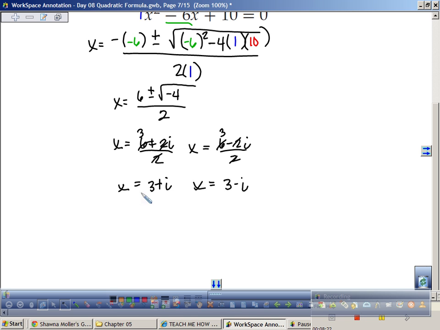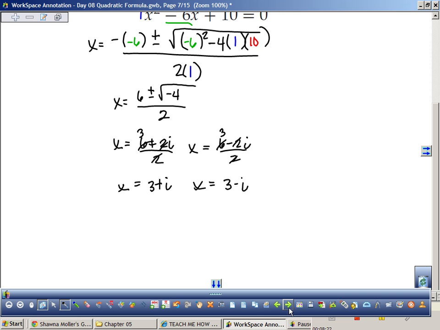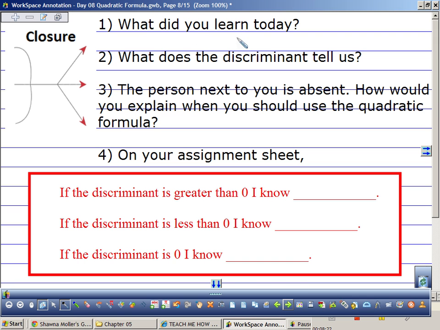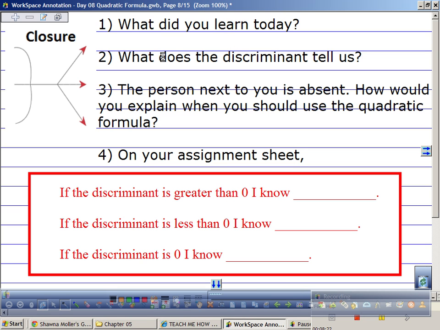Good? All right, guys, what did you learn today? I learned how to use numbers in the quadratic formula. And specifically, we talked about the discriminant, right? Guys, I'm recording. What does the discriminant tell us? How many roots? How many roots, exactly.